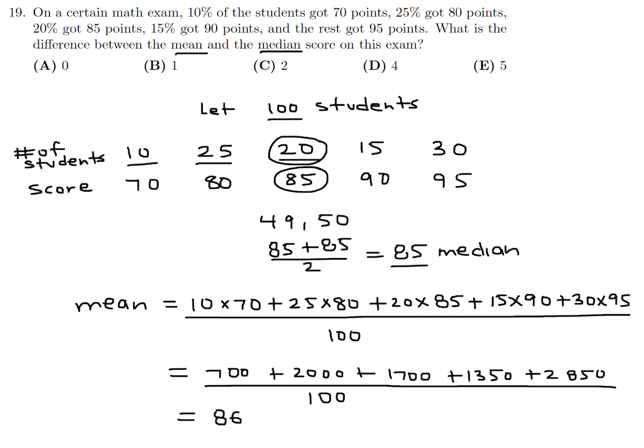Median is 85, mean is 86. Subtract them, you get 1. So therefore number 19 is B.